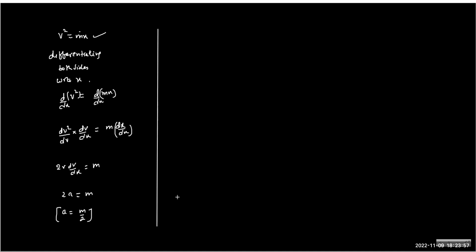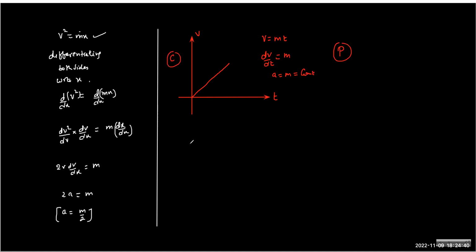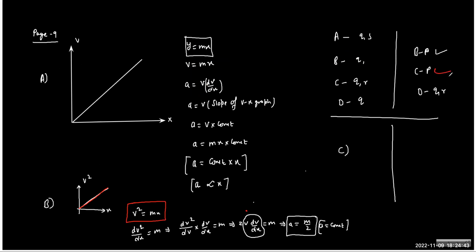In the C part, which graph do we have? The VT graph. So v equals mt. So dv by dt will be how much, if I differentiate both sides with t? And dv by dt is called, by definition, acceleration. It's a famous graph. We know the slope of the VT graph is acceleration by definition. So is acceleration here constant or variable? Constant. So again, which option? P. So what's the big deal? P is correct.